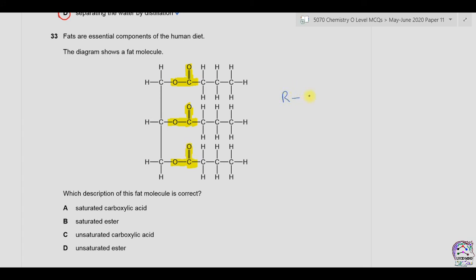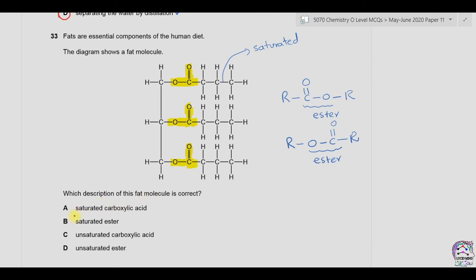Now RC double bond O R. If this functional group is present, it means it is an ester. It can also be written the other way around like this, ROC double bond R. Still, this is the molecule of ester. We can also see that among carbon and carbon only single bonds are present, so for single bonds we can say that it is a saturated molecule. If there were a double bond, it would be unsaturated.